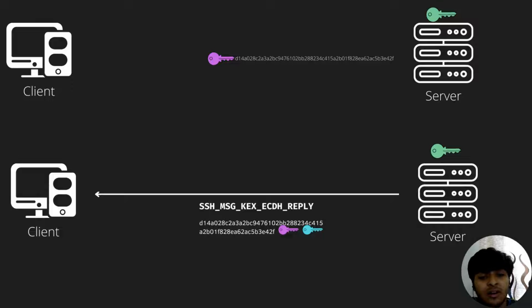Then the server constructs a message called SSH message key exchange of elliptic curve Diffie-Hellman reply, and it adds the exchange hash in the reply. The host public key and the public key generated for the Diffie-Hellman algorithm are added to this message, and then it is sent to the client.